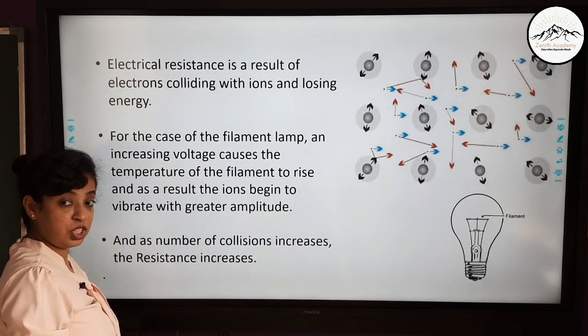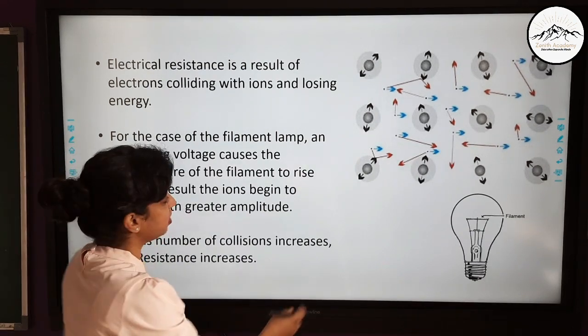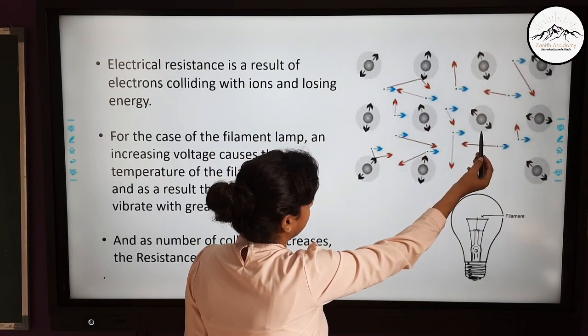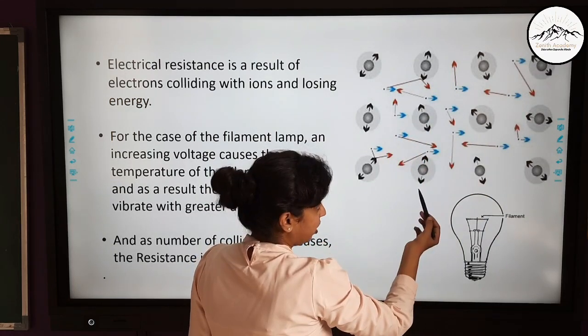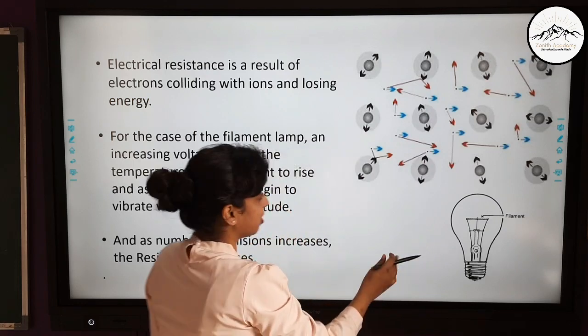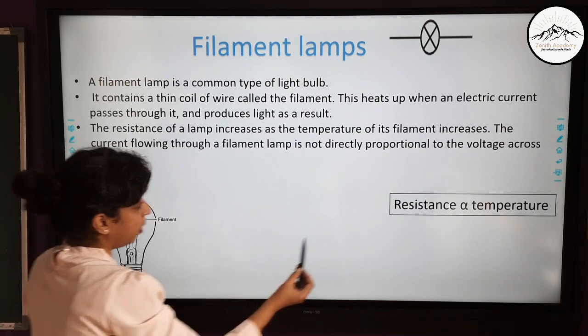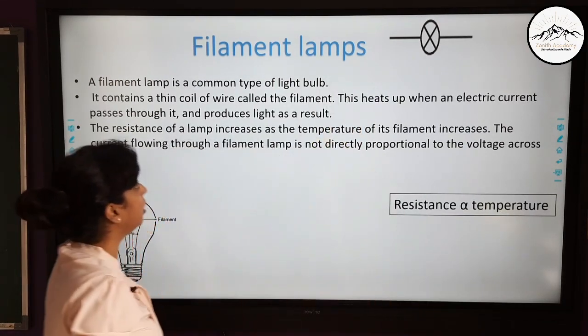So there is a relationship between temperature and resistance, that if temperature increases, resistance increases. Here you can see the random motion of the electrons. If temperature is increasing, the number of collisions increases and hence the resistance will increase. Now, see, resistance is directly proportional to temperature in the case of filament lamps.